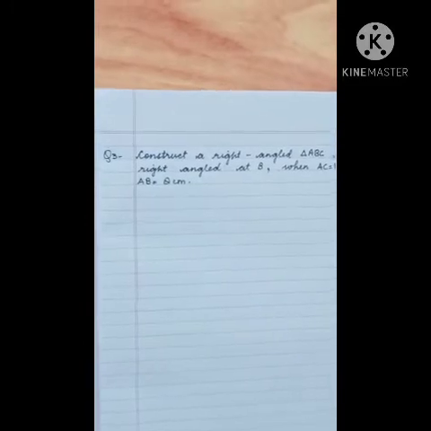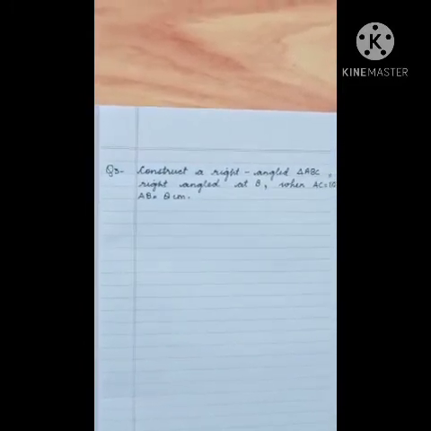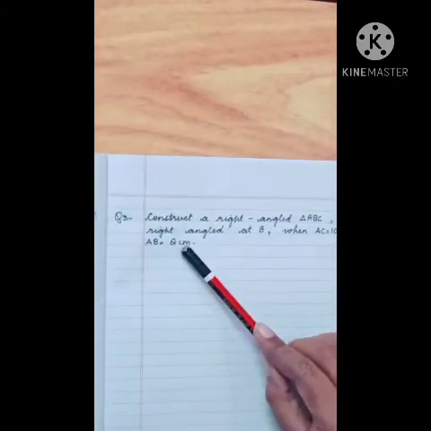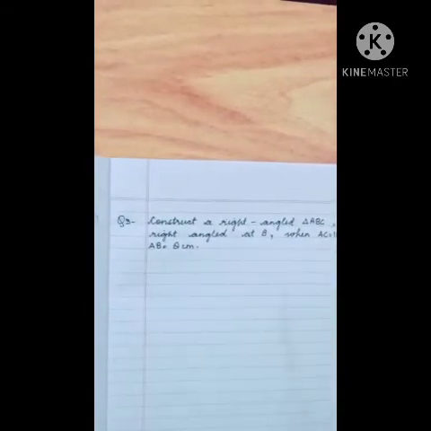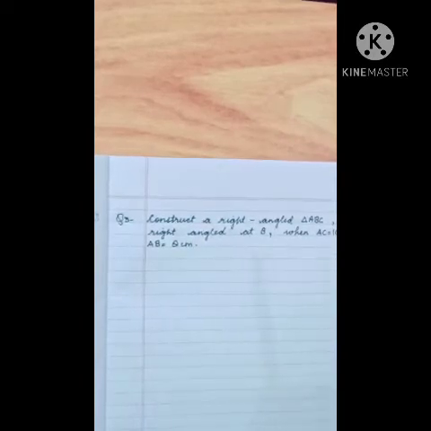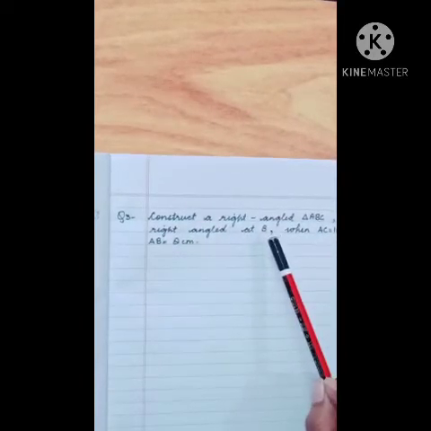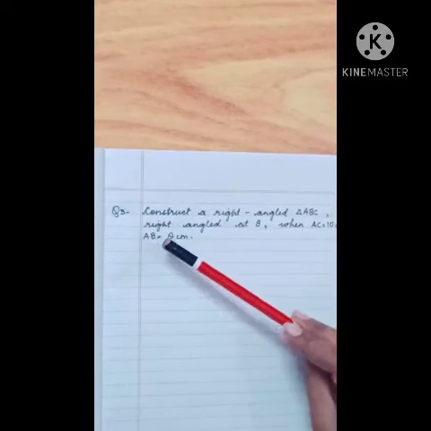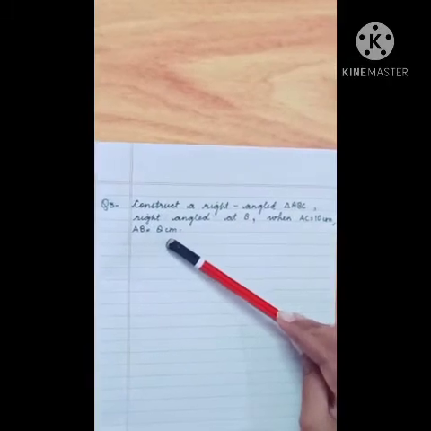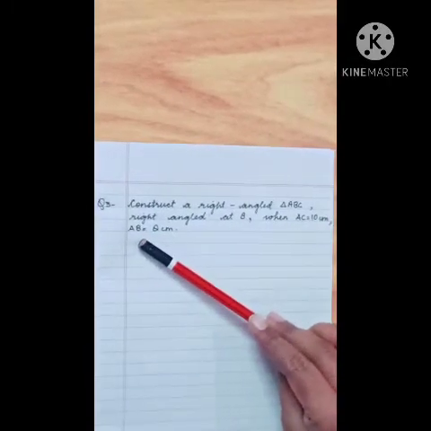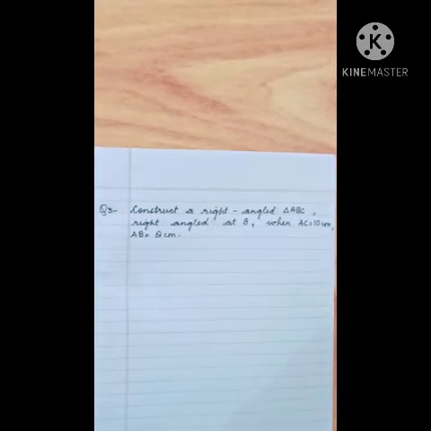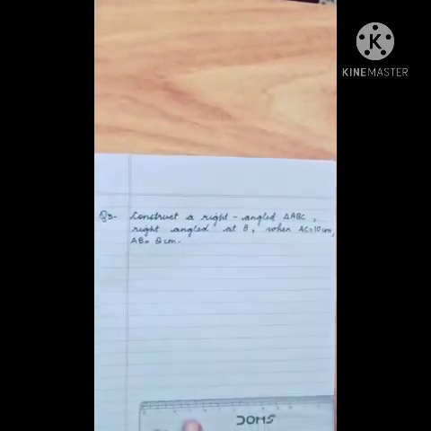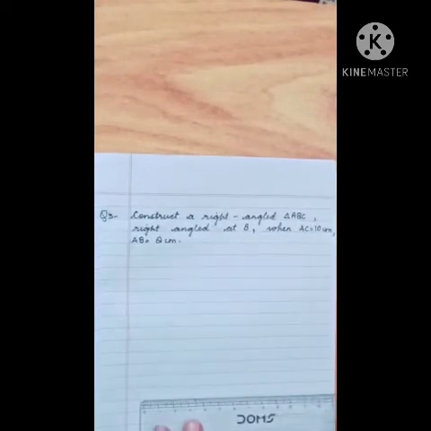Question number 3. Construct a right angle triangle ABC, right angle at B, when AC and AB are given. So two sides are given and one right angle is given. We have to construct a right angle at point B. Okay. And again we draw a line segment AB. Right. Because we have to construct a right angle. So we draw a line segment AB, as we have to construct a right angle at point B. So AB is 8.